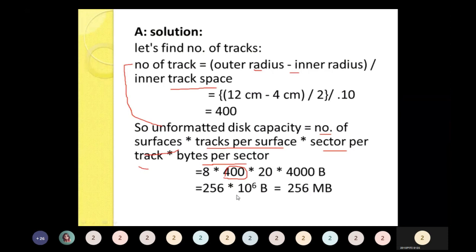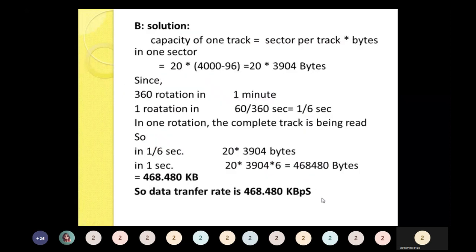But everything we should write in megabytes, that is MB, so 256 MB. This is the solution for the first one. Now the first solution is done, and for the second one we have to find the data transfer rate.